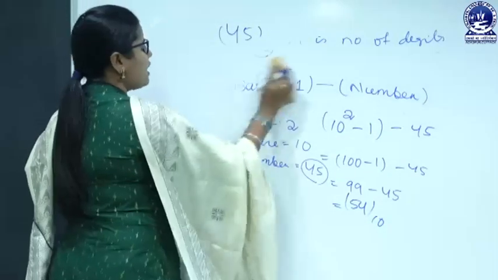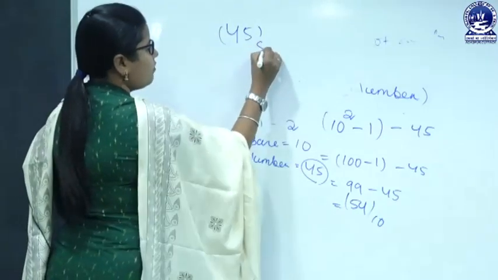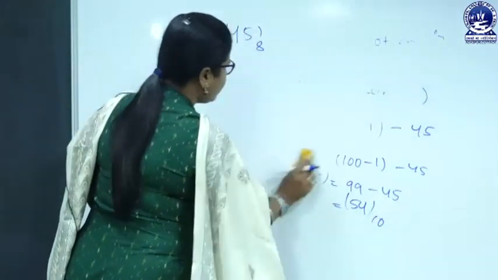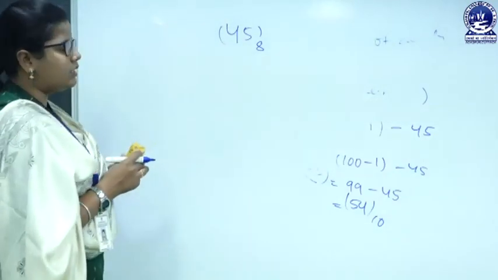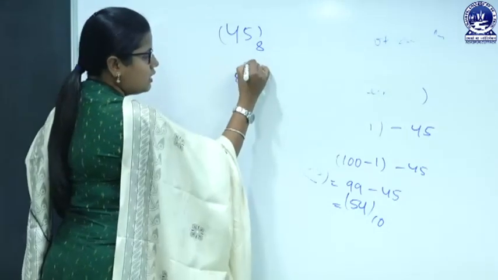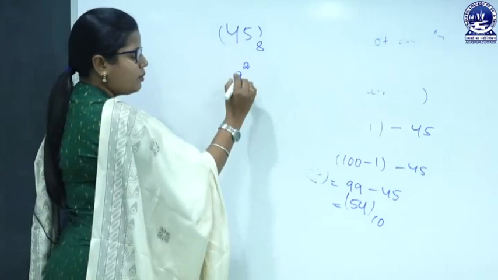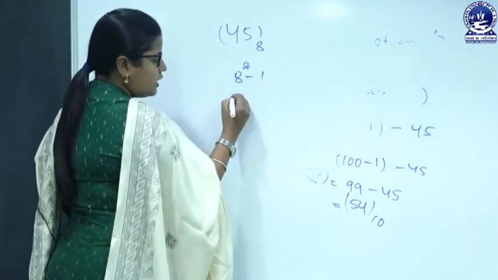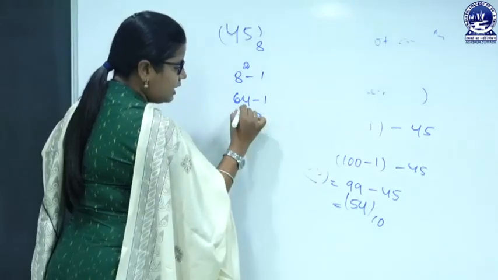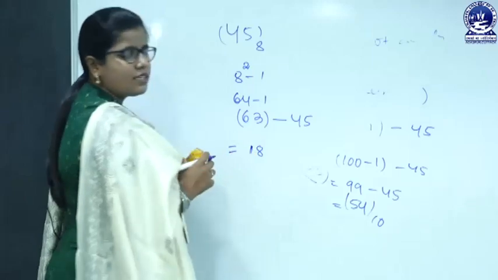Like that, suppose I am taking 45 as an octal number. So what will be the complement of 45 in octal? Here the base is 8. 8 to the power 2, because there are 2 digits. So 8 to the power 2 minus 1, that is 64 minus 1, which is 63. This minus 45 gives 18.